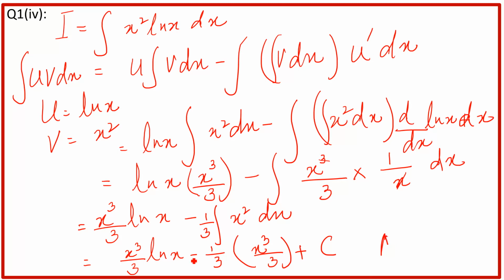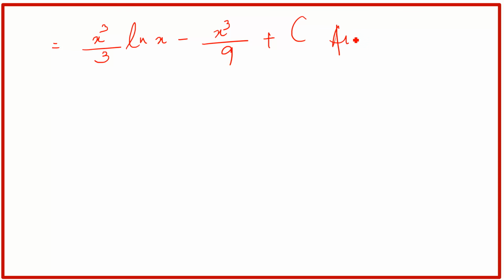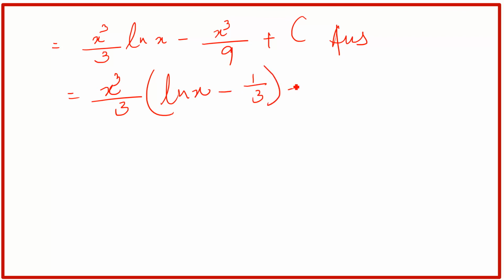Okay, this is not the answer yet. One more step. You have to multiply, x cube divided by 9, so I can write here x cube over 3 natural log of x minus x cube over 9 plus c. This is your answer. But if you want, you can take x cube divided by 3 as a common factor, so we have x cube over 3 times the parenthesis of natural log of x minus 1 over 3, plus c.